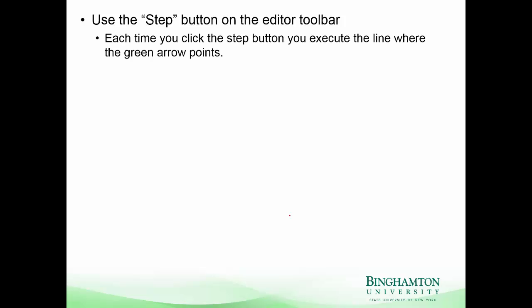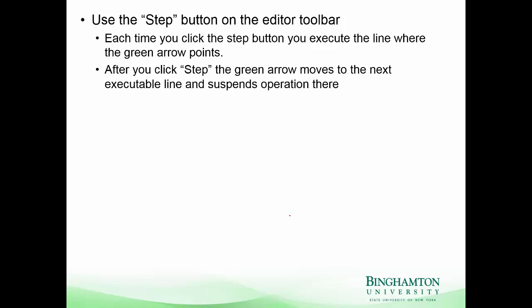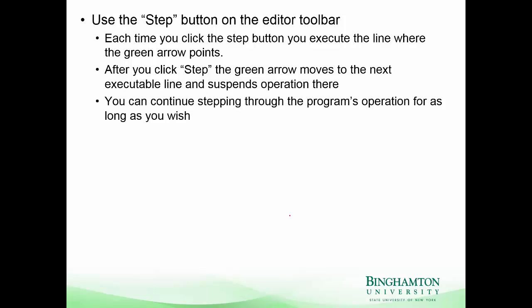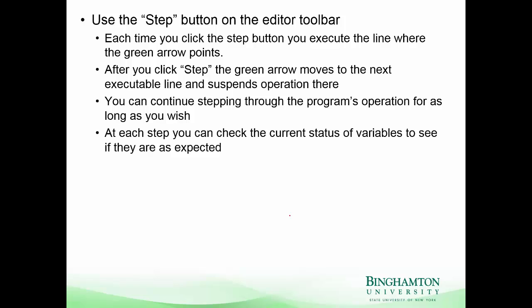So you can use the step button on the editor toolbar. Each time you click this step button, it'll execute the line where the green arrow was pointing, and it will move the green arrow to the next executable line and suspend operation at that point. And you can continue doing this, stepping your way through the program, checking variables as you go along to see how things are working.